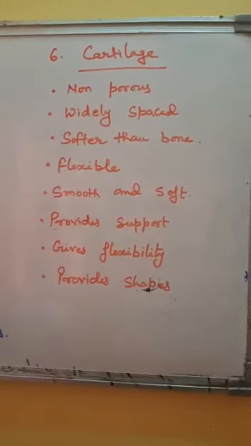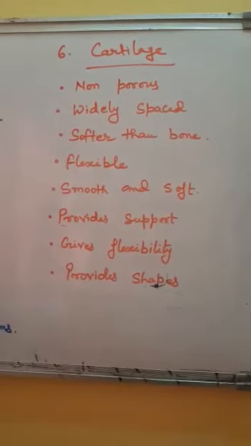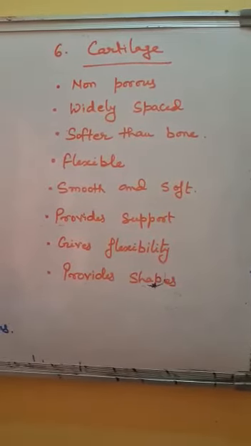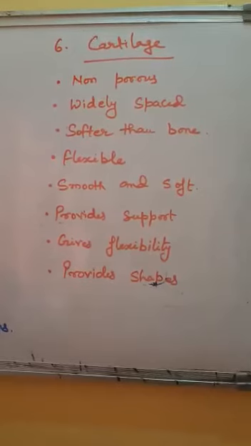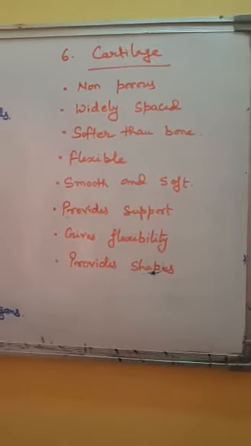Ear pinna is an example of cartilage. Nose tip is an example of cartilage. Between two vertebrae, cartilages are present as cushions. So these are the next connective tissue.